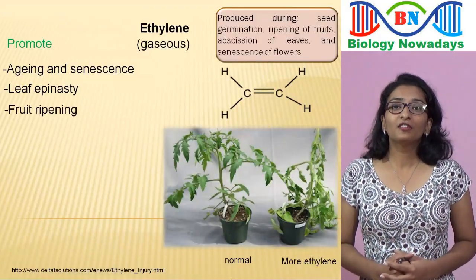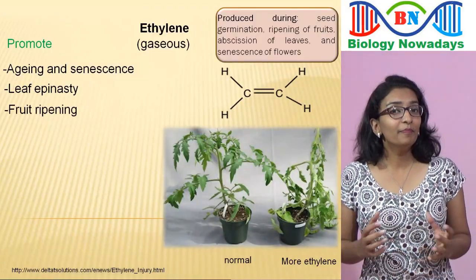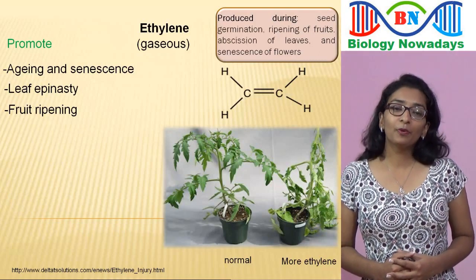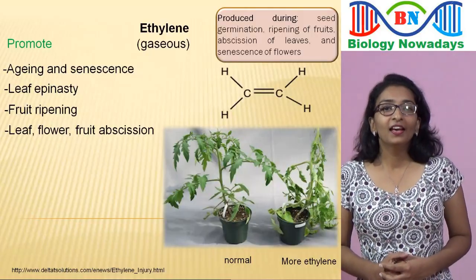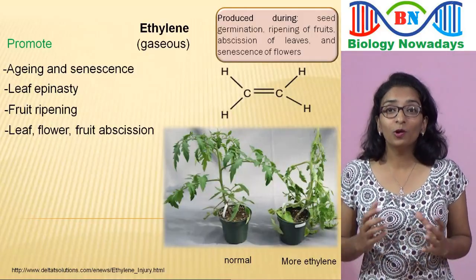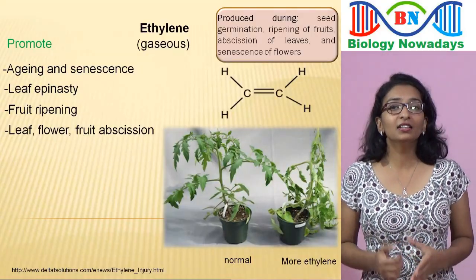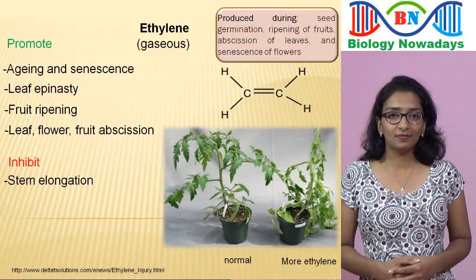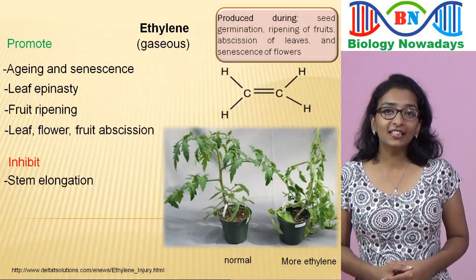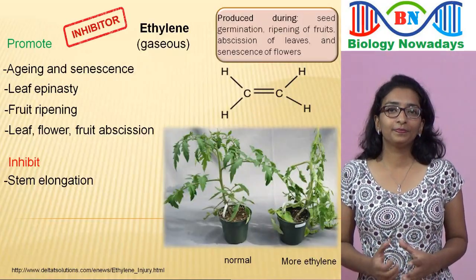Ethylene also promotes fruit ripening. One of the main functions of ethylene is promoting abscission of leaves, flowers and fruits. Ethylene is the primary and most important chemical involved in the process of abscission. It inhibits stem elongation. Overall, ethylene is a growth inhibitor.